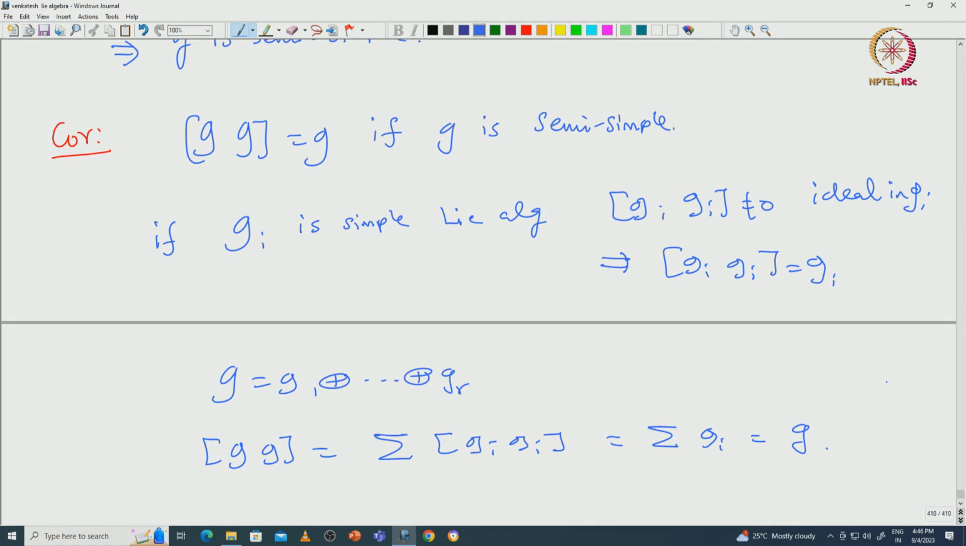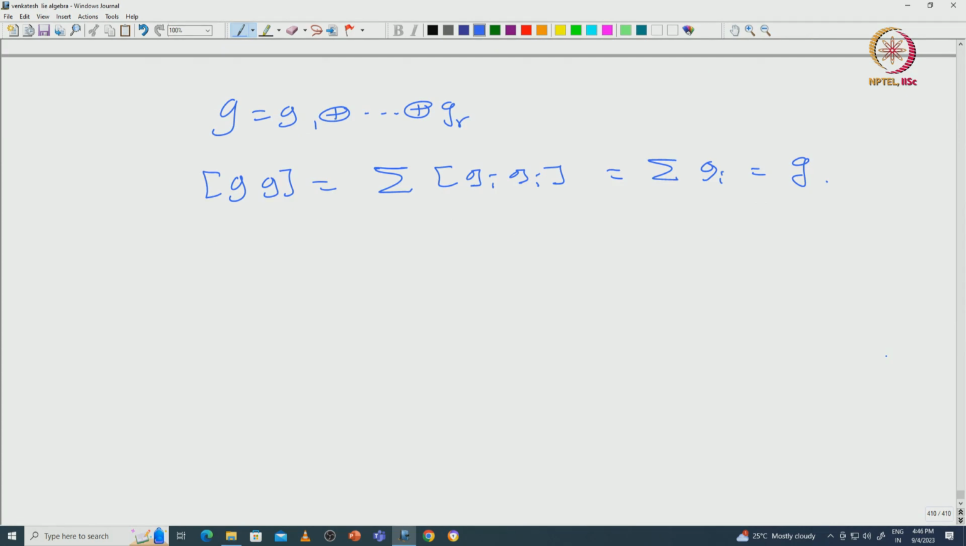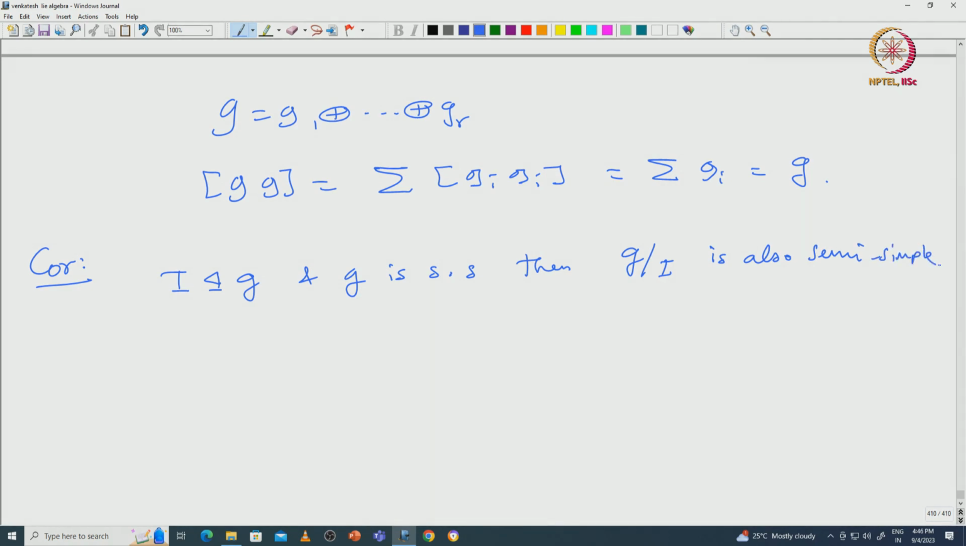Now, as I said, if I is an ideal of G and G is semi-simple, then the quotient G mod I is also semi-simple. That is also an immediate corollary. So, semi-simple Lie algebras are also well behaved with respect to quotients. This is a very important property of semi-simple Lie algebras.